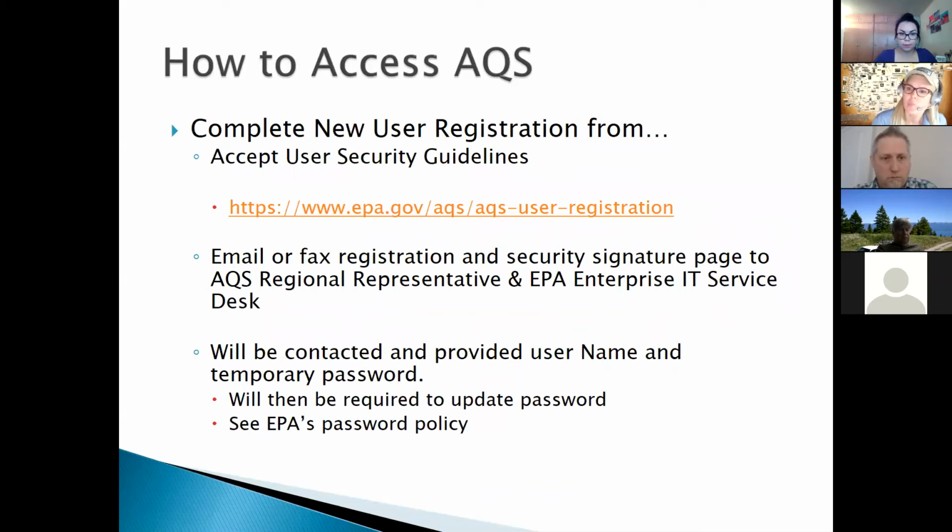So how to access AQS? You simply complete a new user registration form and accept the user security guidelines. Here's a link to the AQS registration website and forms. You can email or fax your registration form and security signature page to the AQS regional representative and EPA's enterprise IT service desk. After you do that, you will get contacted by the AQS team from OAQPS, typically within a few days. They will provide you your username and temporary password. Then you will be required to update that temporary password with one of your choosing. But be sure to review EPA's password policy on the registration website.